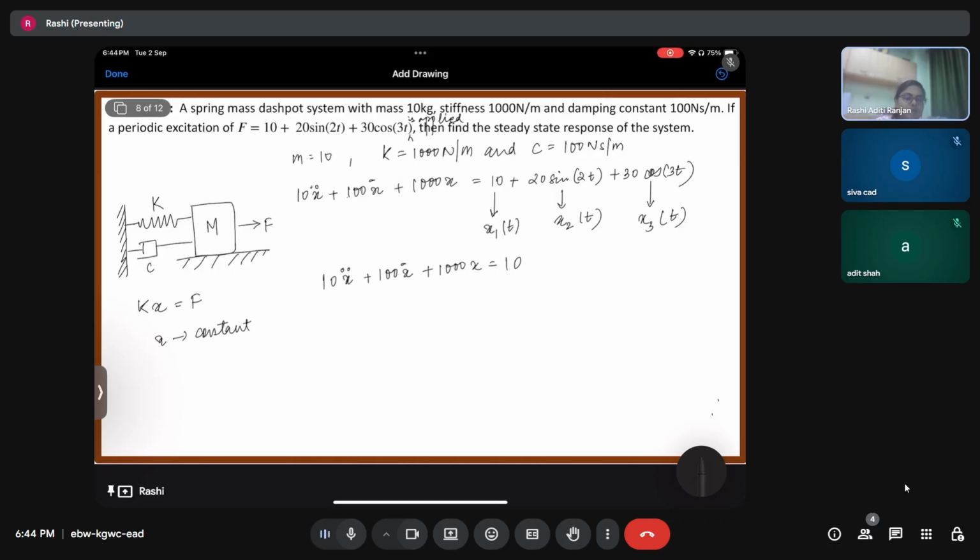So we can simply find the solution x1 of t by using the force and the value of the stiffness, right? If this is k, you can simply write x1 of t as F naught divided by k, which is 10 divided by 1000, and the value is going to be 0.01.